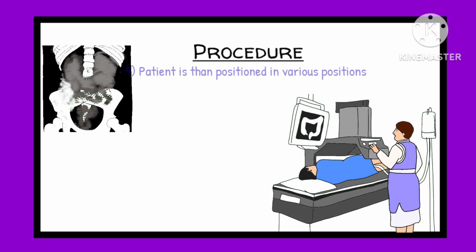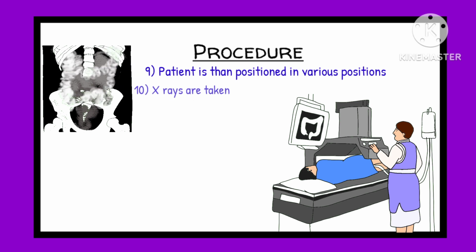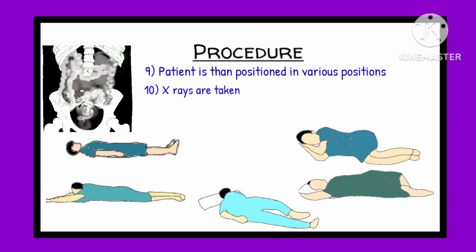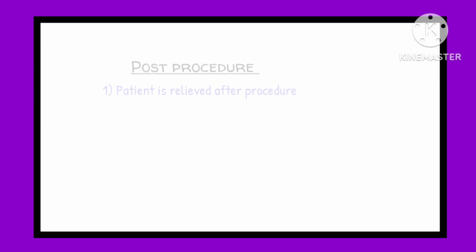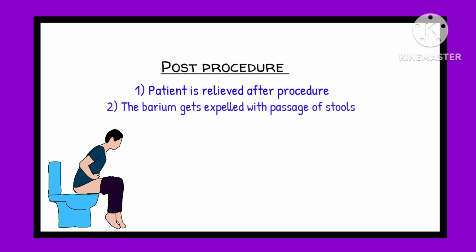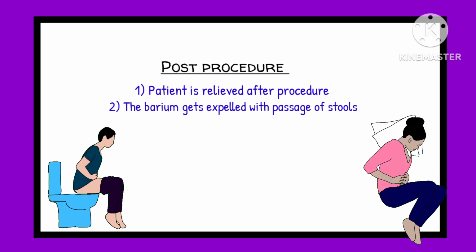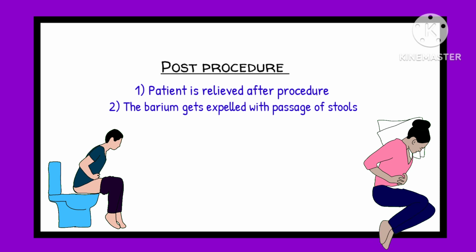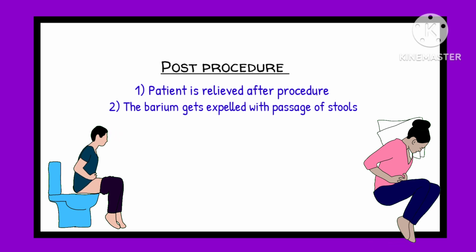Once the lumen is coated with barium, the patient is positioned in various positions for taking X-rays. Various positions enable the radiologist to visualize the colon from different angles, which helps in better diagnosis. Once the procedure is over, the patient can be relieved. Most of the barium will be expelled through feces, and if there is any discomfort like abdominal cramps, etc., it will be relieved once the patient defecates or passes the stools.